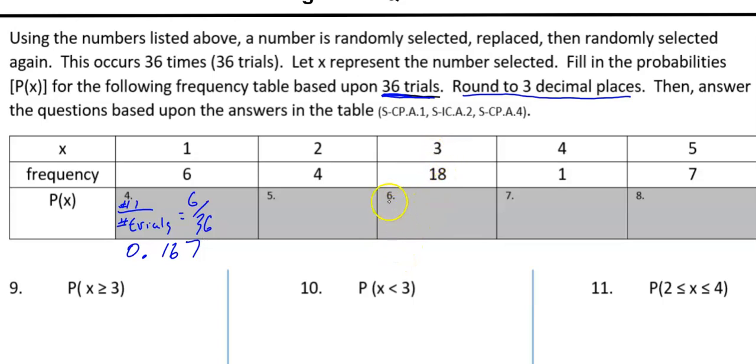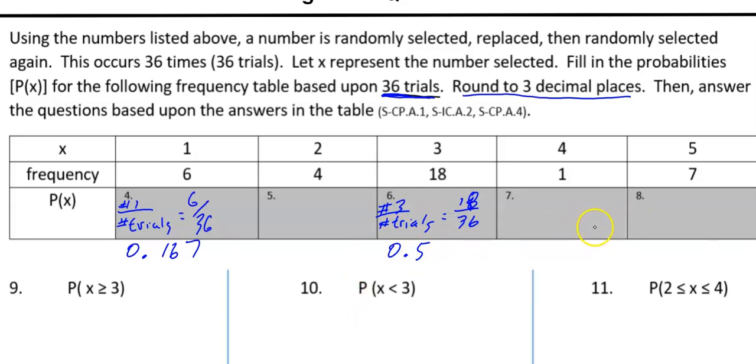The 3, if we look at the 3, I want to know how many 3s did I get. Divide that by the number of trials. So we got a 3 18 times. There were 36 trials. I bang that into my calculator, I'm going to get 0.5.